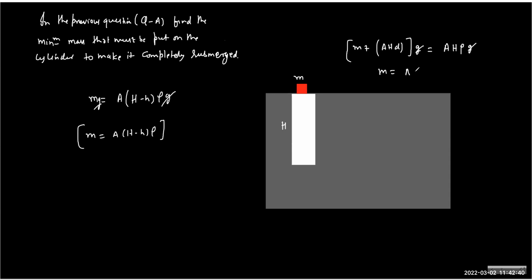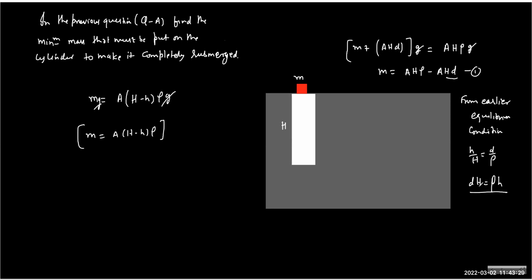So M turns out to be how much? A H (rho minus D). And if D was not given, we can convert from the earlier equilibrium relation. So from the earlier equilibrium condition, what can we write? Rho by D is equal to H by small h, so small h by H equals D by rho. So basically, D into H you can also replace by rho into small h. So you can put it here. So M turns out to be A H rho minus A rho small h.